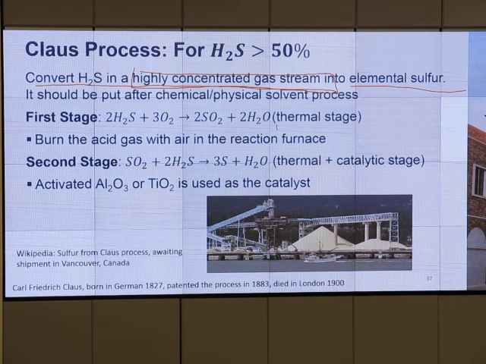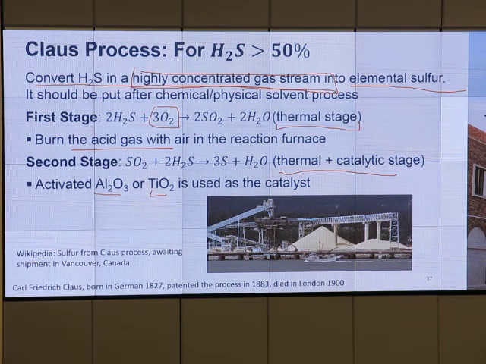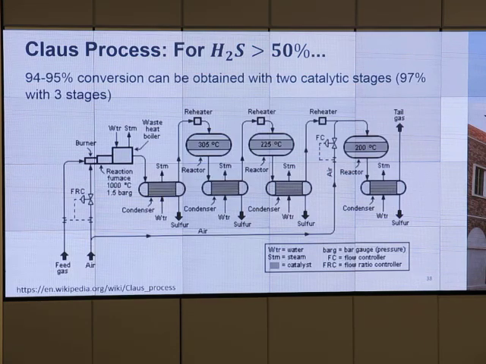First stage, okay. We have a thermal stage and a catalytic stage. Thermal stage means we burn it with air in the furnace. After we burn it, we use a catalyst, activated aluminum oxide or titanium oxide, to allow this reaction to occur. So after we burn it, I think Peyton is right. We actually burn it. After we burn it, we make it react with H2S again by using a catalyst. This process is from Friedrich Carl from Germany, patent in 1883. That's Claus process.